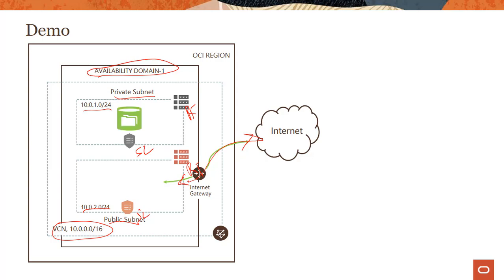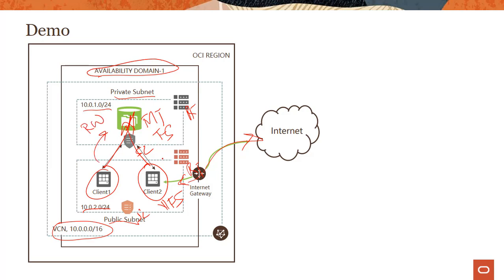Now this is where I'm going to run my mount target and my file system, on the private subnet. So it's all secure. It's private. And then in the public subnet, I'm going to run two clients. These are NFS clients which will access this particular file system through the mount target. What I'm going to show you in the demo is that client one has read write access, and of course client two also has read write access.